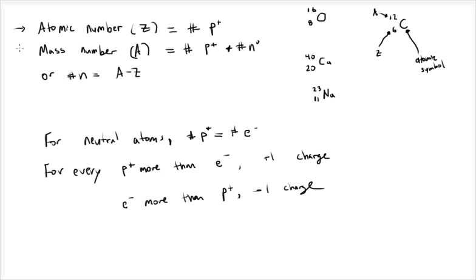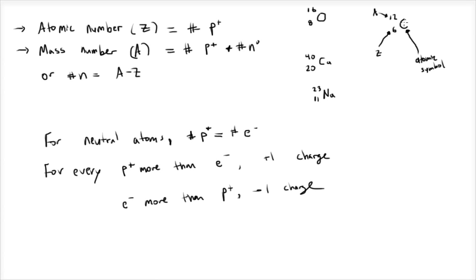So the mass number becomes a really important part of describing atoms. The mass number, which is denoted by A, is the number of protons plus neutrons. Which means that if you wanted to find the number of neutrons, it would be the mass number minus the atomic number.